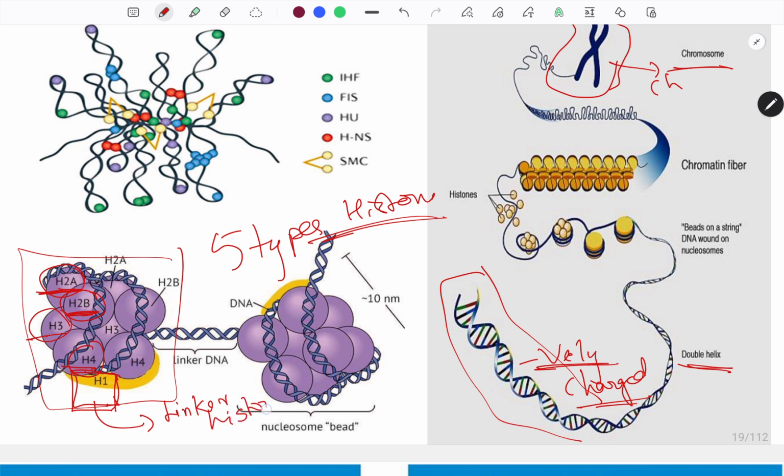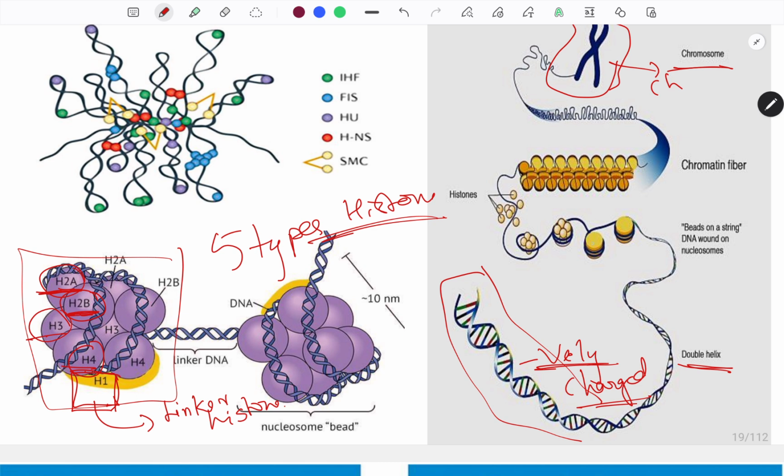This one we call a linker histone. It will be present in a single form. It is not in duplicate form. It will connect and hold this octamer together. This is the function of H1. These are the 5 types of histones.